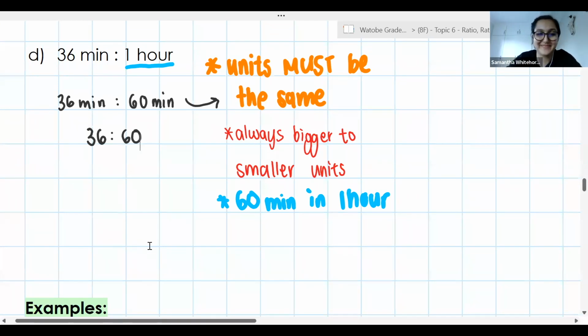Ma'am, I say 36 divided by 12 will give me 3. And then 60 divided by 12 will give me 5. So my answer is 3 to 5. Perfect. Well done. Okay, guys, so exactly. If we divide both of those by 12, we have simplified our ratio.